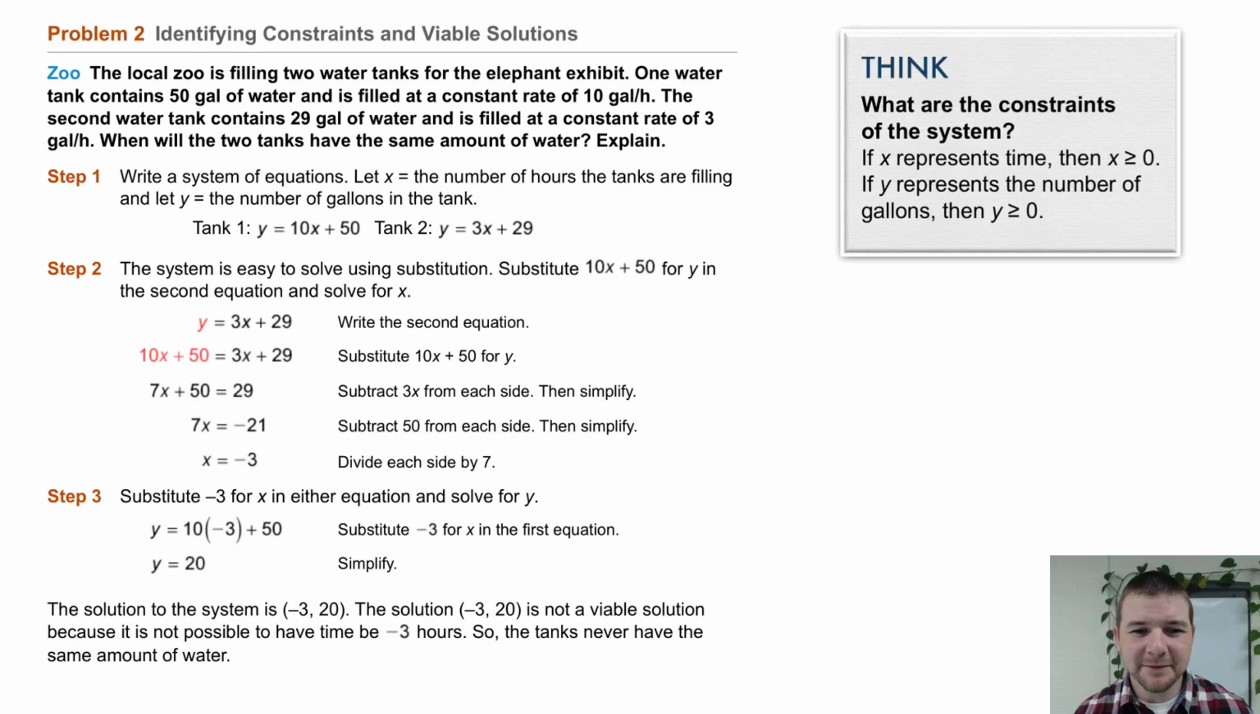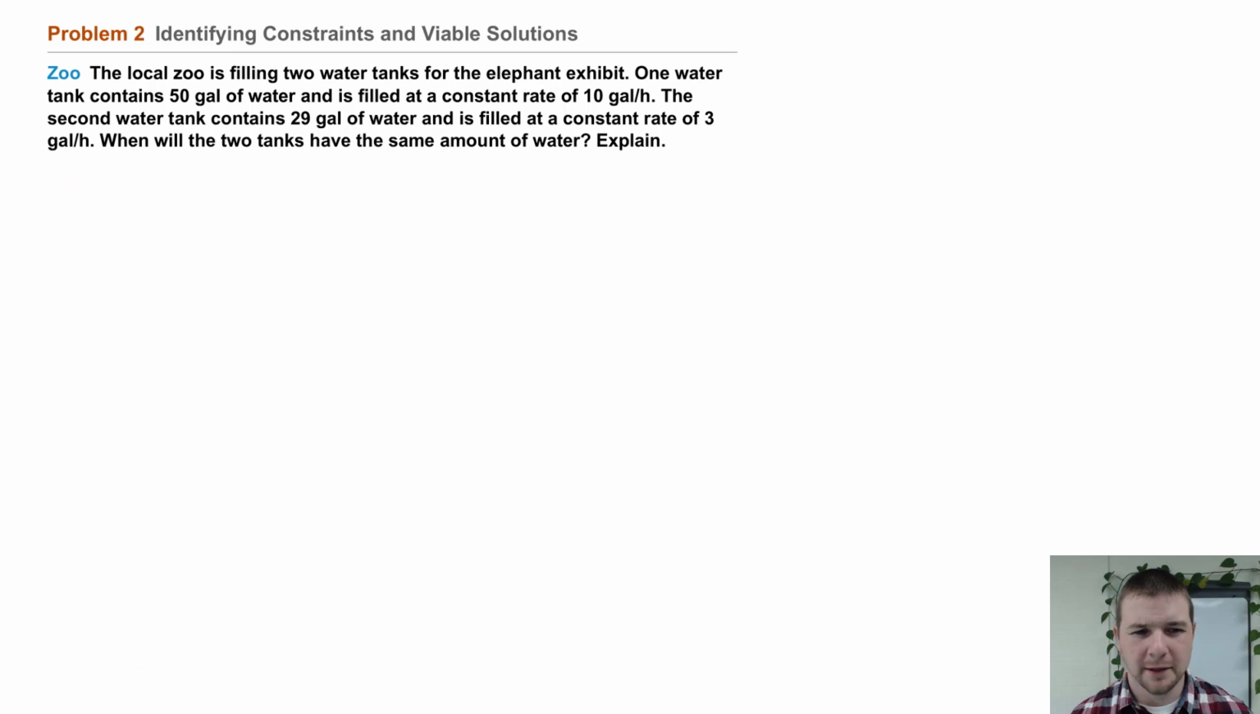Problem 2, identifying constraints and viable solutions. Zoo. The local zoo is filling 2 water tanks for the elephant exhibit. One water tank contains 50 gallons of water and is filled at a constant rate of 10 gallons per hour. The second tank contains 29 gallons of water and is filled at a constant rate of 3 gallons per hour. When will the 2 tanks have the same amount of water?